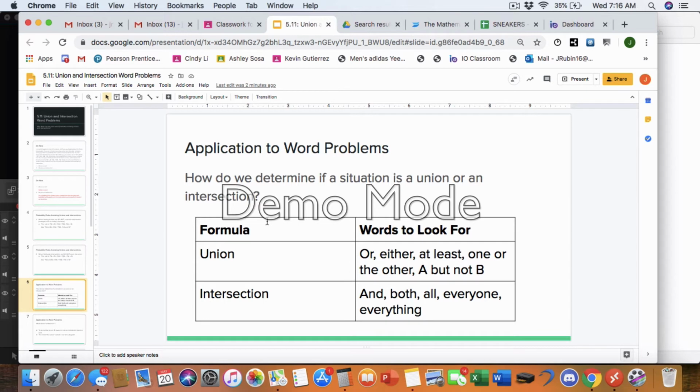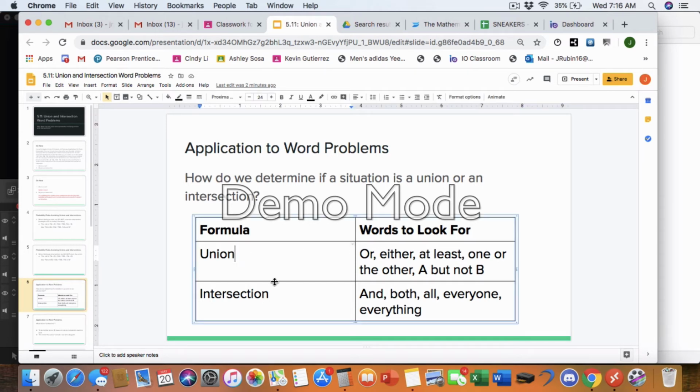So how do we know if a situation is a union or an intersection? Well, wording is going to be very big. If you're going to need to use the formula for the union, you're going to look for words like either, or, at least, one or the other, A but not B. Notice they're basically telling you that one is okay, one is acceptable, two is acceptable, but you need at least one.